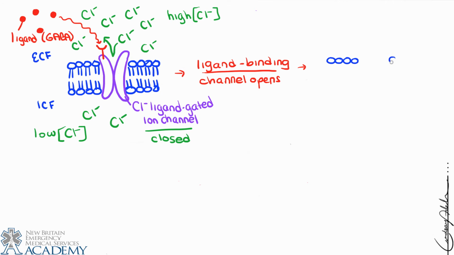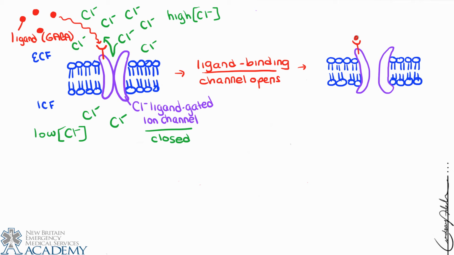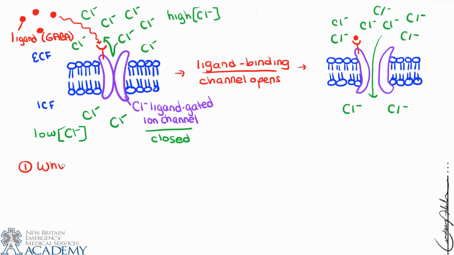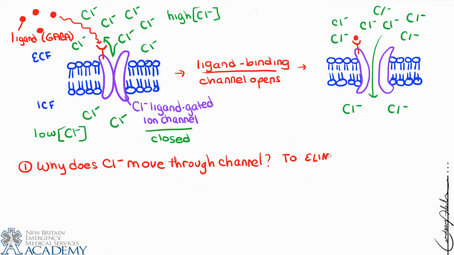So the ligand is going to attach to the receptor that's present on the channel. That's specific, so that would probably be a GABA receptor for the GABA molecule or the GABA ligand. And once that ligand is bound, the channel opens, and then we can see the chloride ions pass through the membrane. So again, the first question is, why does chloride move through the channel? And the reason is because it wants to eliminate the gradient.